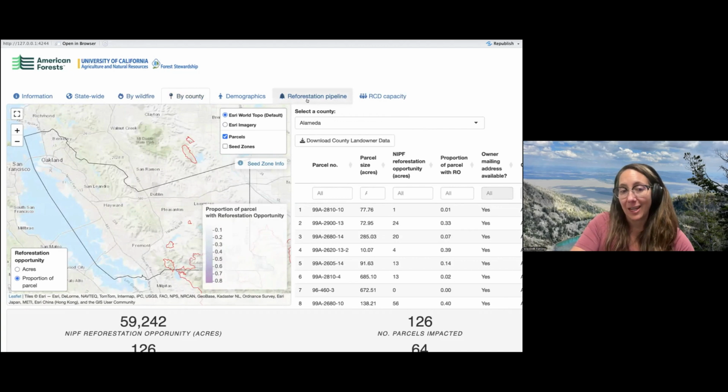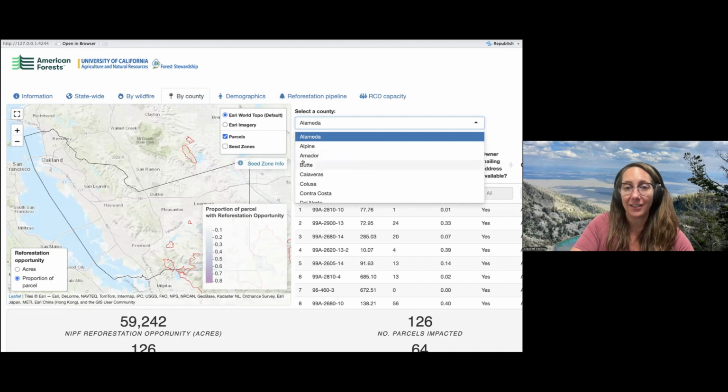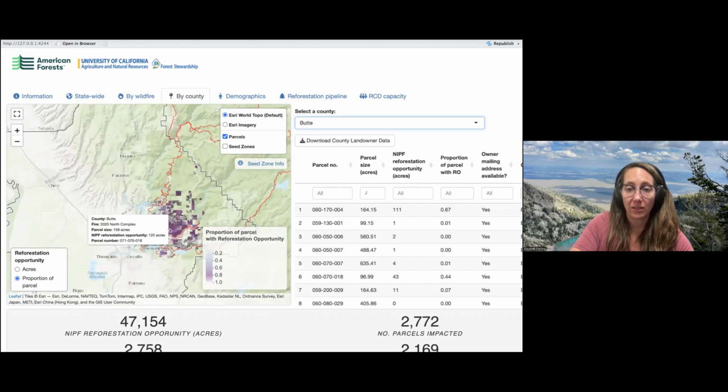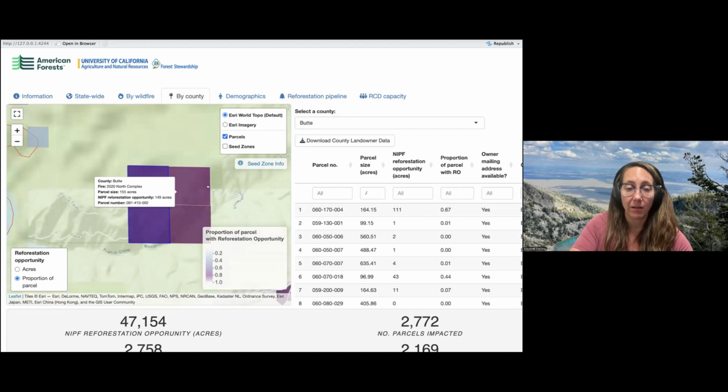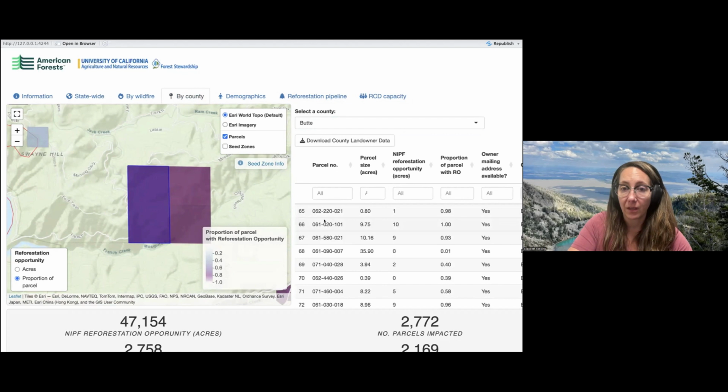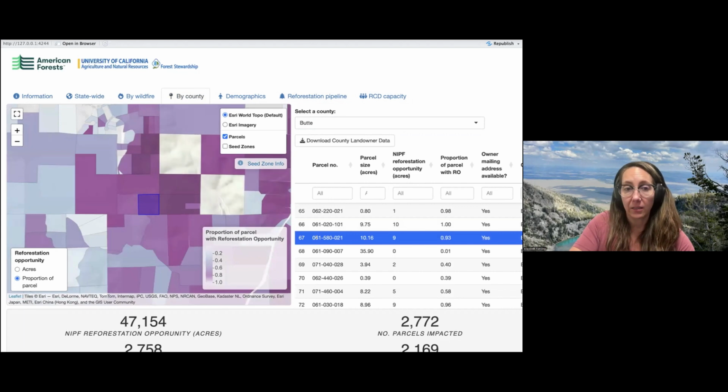The by county tab is very similar to the by wildfire tab. The only difference is that you're going to be able to select the county that you're interested in rather than the wildfire itself. So if you're only interested in Butte County, you can select Butte and the same information is going to come up. I can click on that and it will highlight the parcel that is available. I have to scroll down and find that. And then also we can select the tab and it will highlight the particular parcel that you've selected in the table.